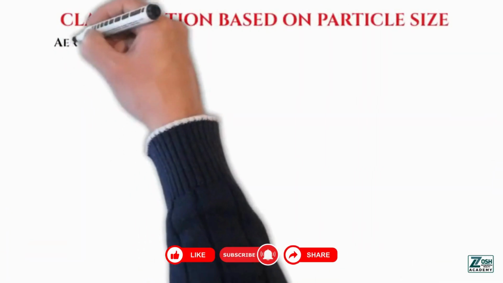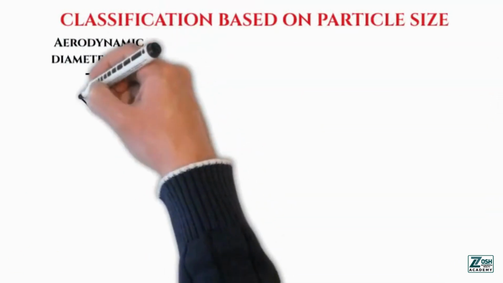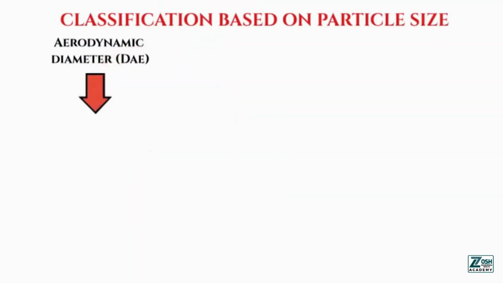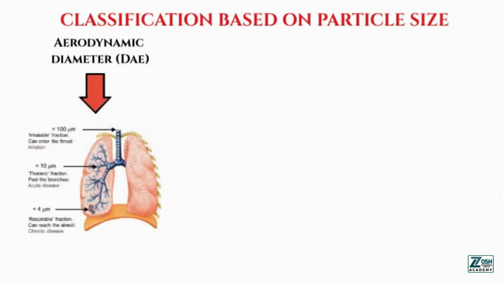Aerodynamic diameter means the diameter of a sphere of unit density which behaves aerodynamically the same as the particle of the test substance. It is used to predict where particles of different size and density may be deposited in the respiratory tract.